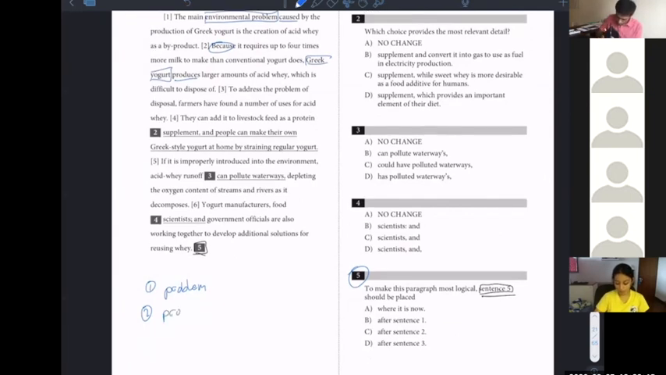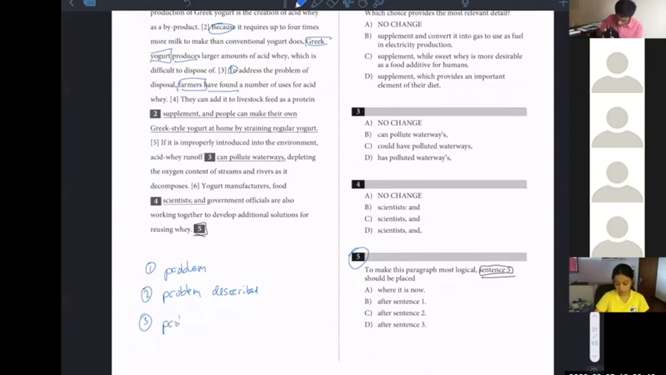So this is saying problem described, right? It's talking about what the problem is. It's difficult to dispose of. 3, to address the problem of disposal. So again, to address the problem of disposal, farmers have found a number of uses for acid whey. So problem solution, right? We have 1, 2, 3. And then what is the sentence we're going for? So 5, let's do 5.